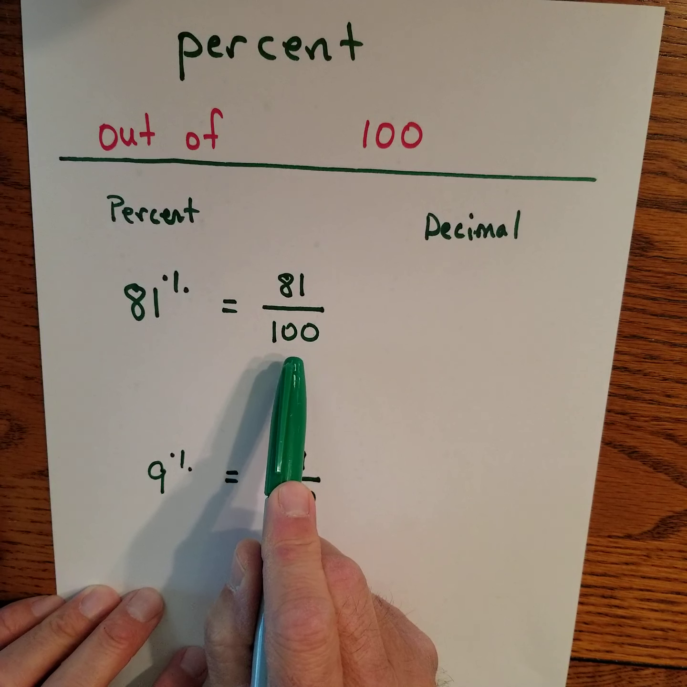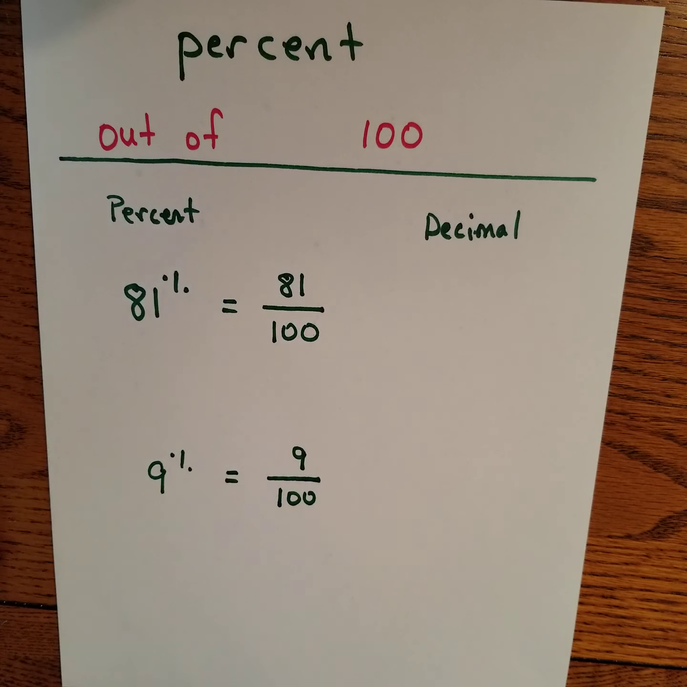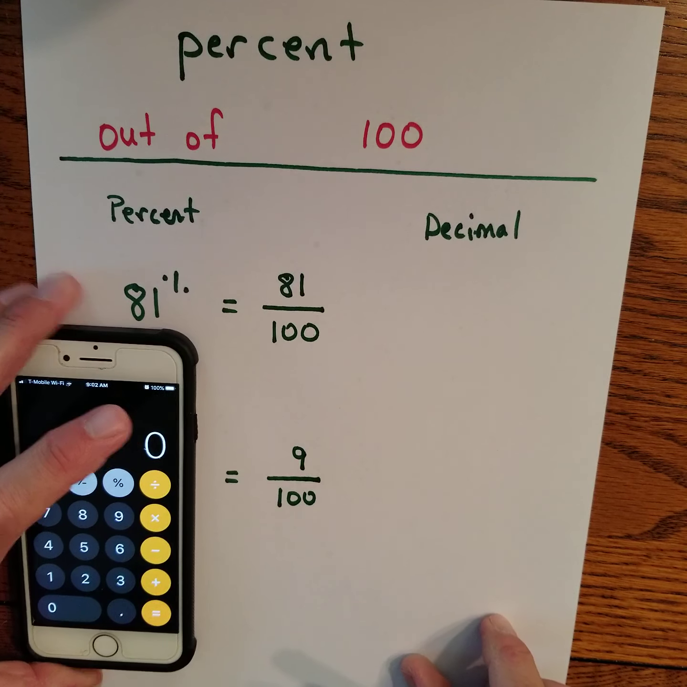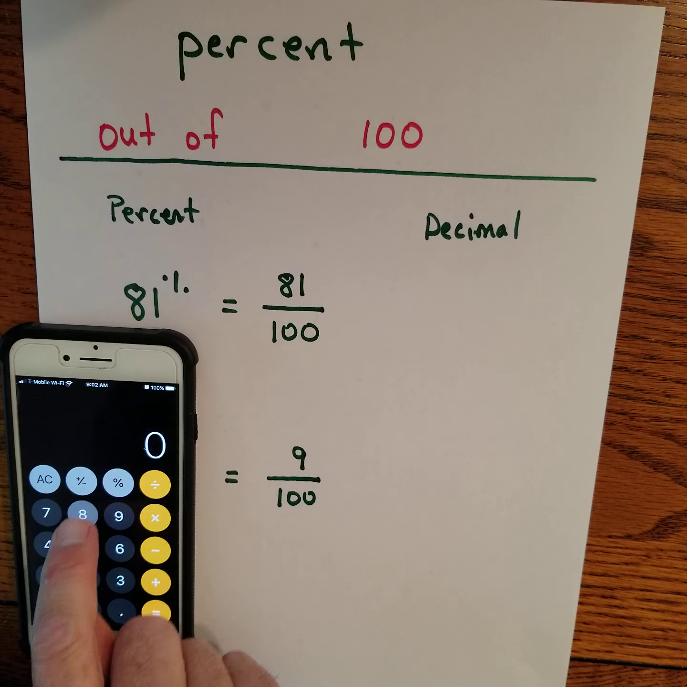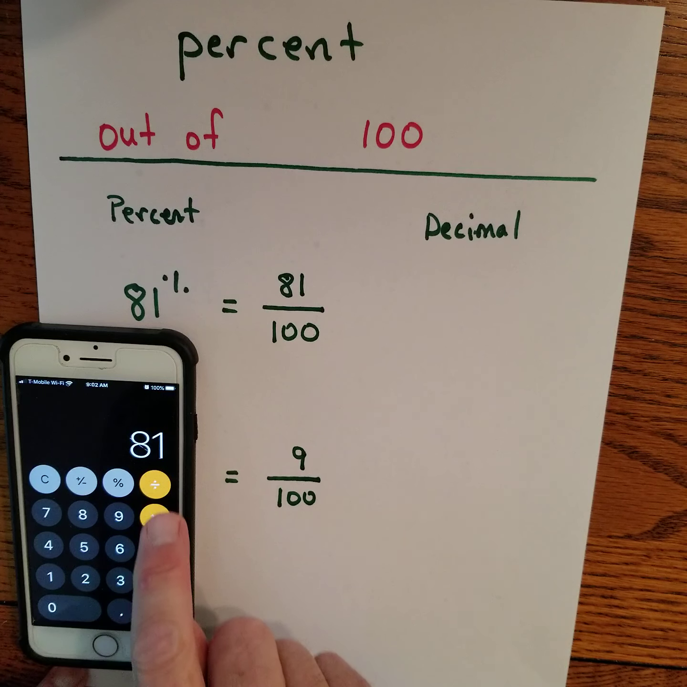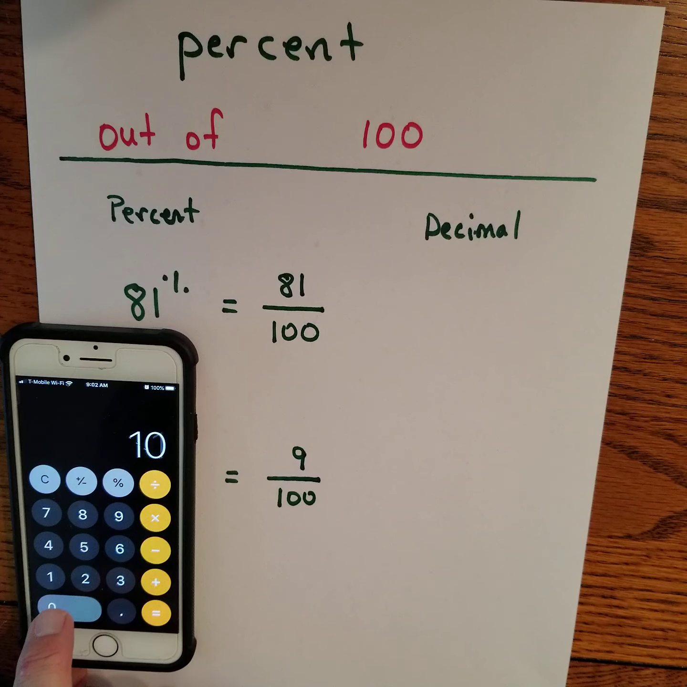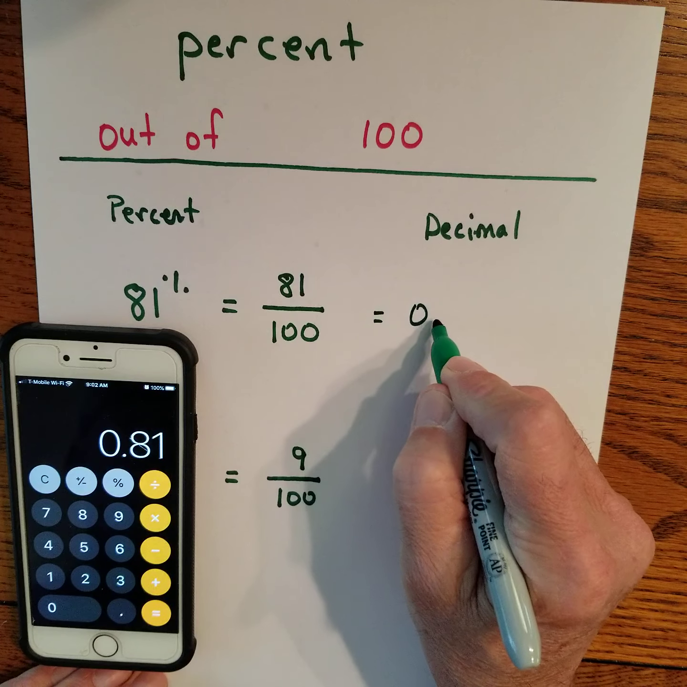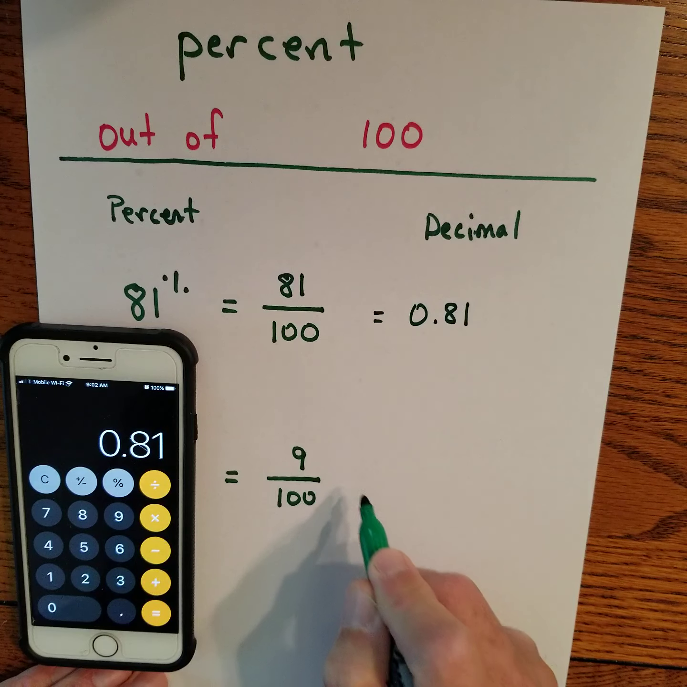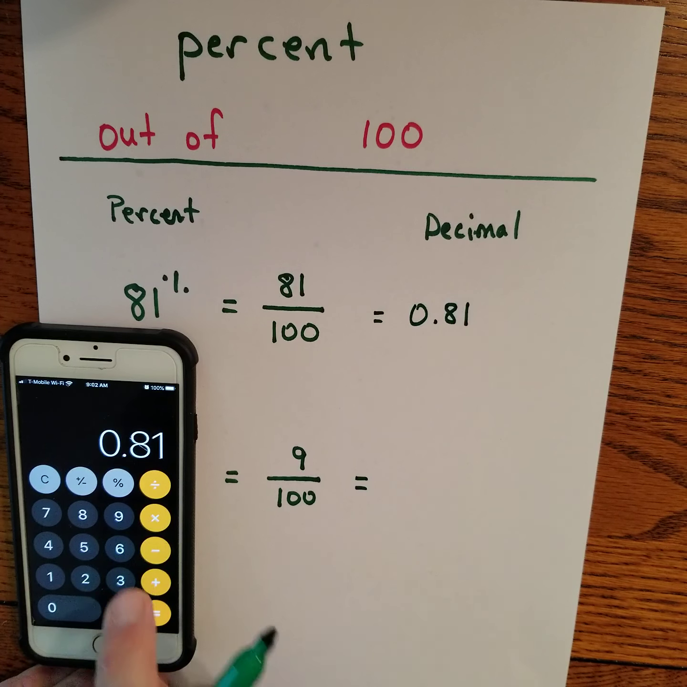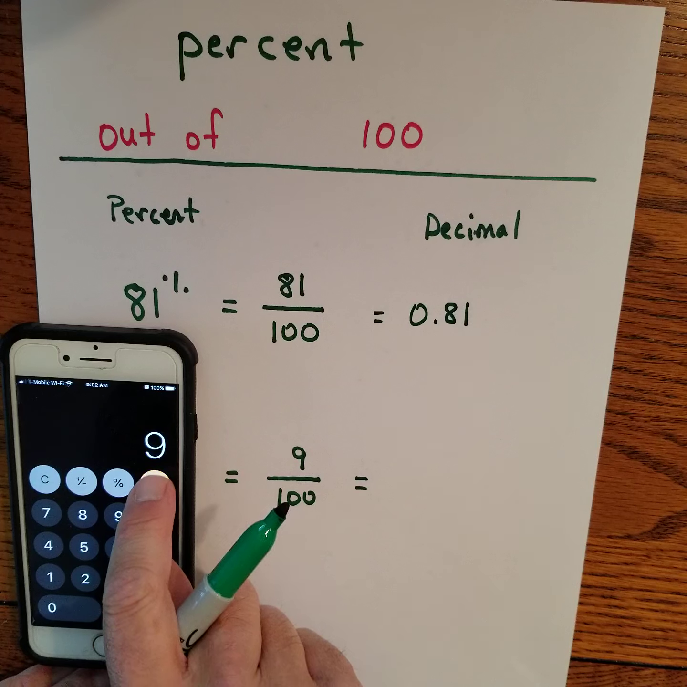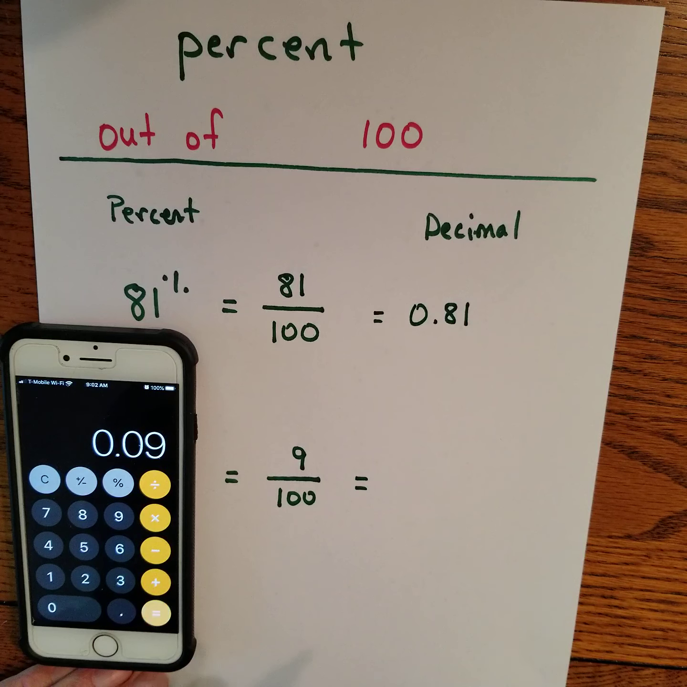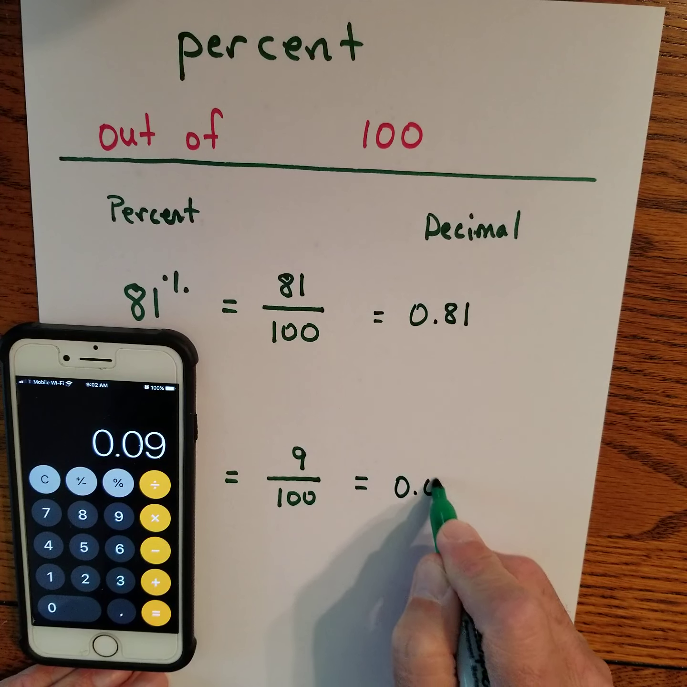Now I know how to change a fraction into a decimal. You change a fraction into a decimal by taking the numerator, 81, and dividing it by the denominator, 100. And I get 0.81. Let's do the same thing with 9 out of 100. It is 0.09.